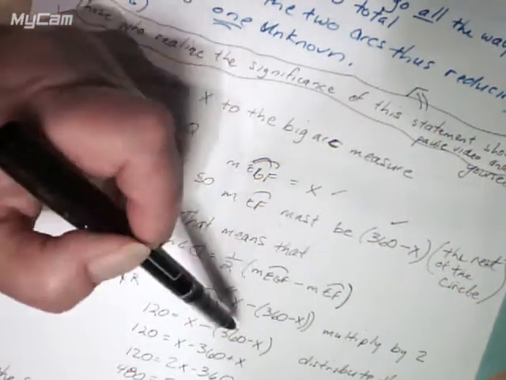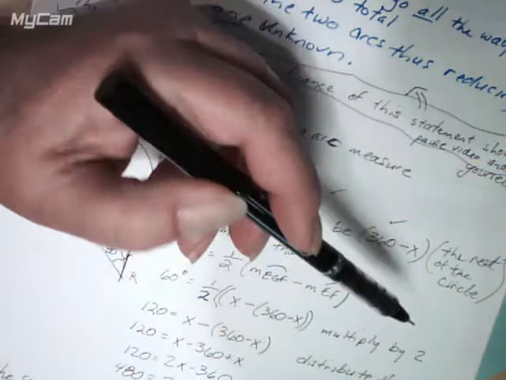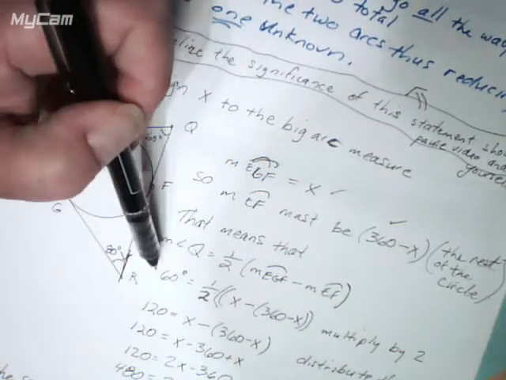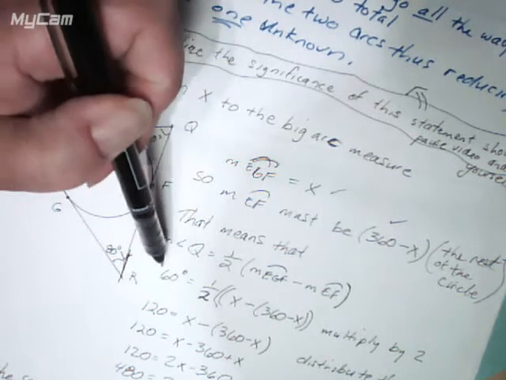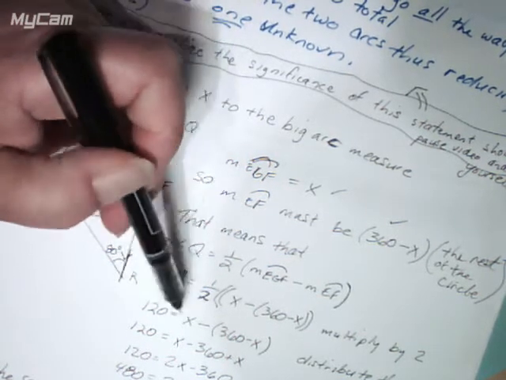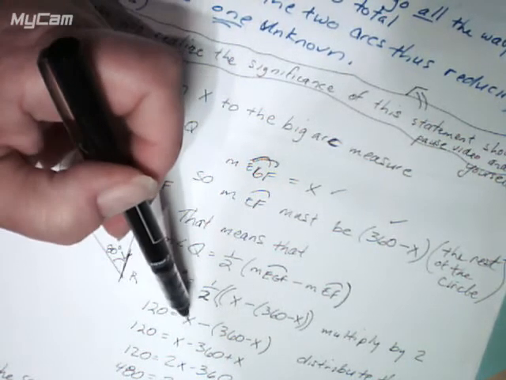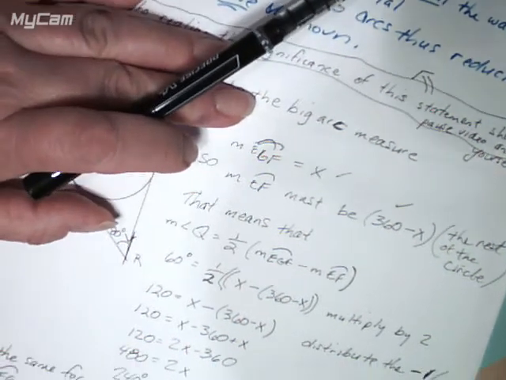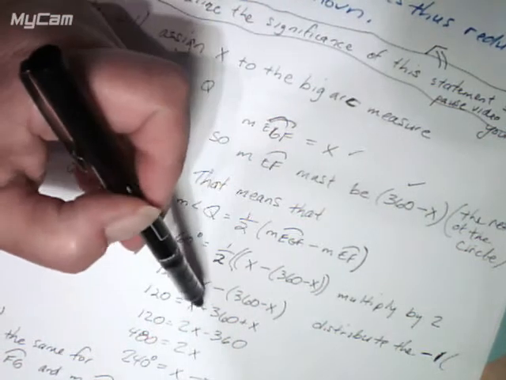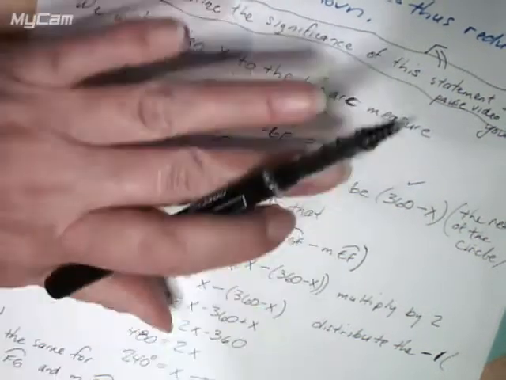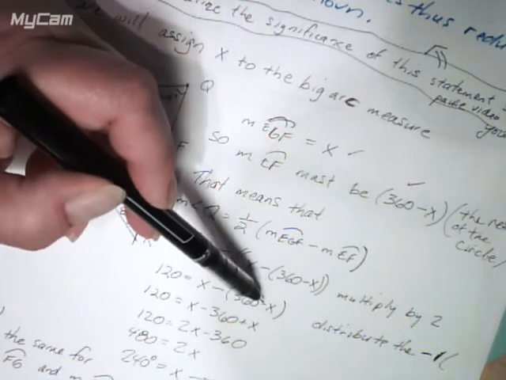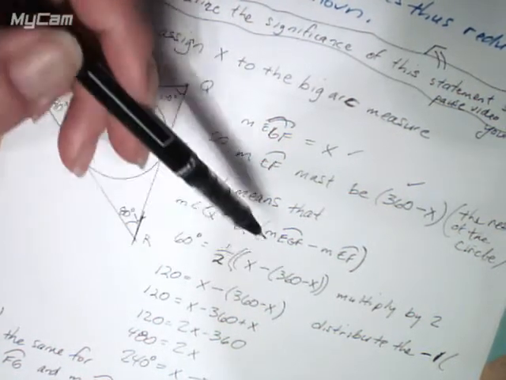So 60 degrees is Q, equals 1/2, and my big arc is X, and I subtract my little arc right here. All right, so first thing I'm going to do is multiply by 2. I want to get rid of that 1/2 outside there. There's my next line. 120 equals X minus, and I still have this in parentheses because I have not dealt with that negative. Once you figure out how to set it up, dealing with that negative is the most likely area where you're going to make a mistake.